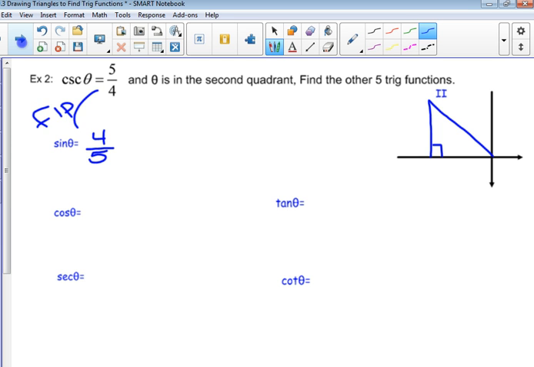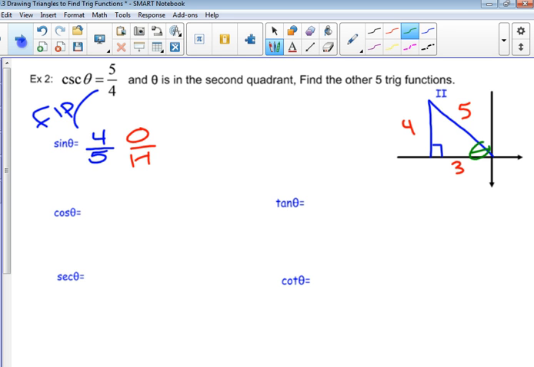Okay, so now we have the... Alright, so did you want to label it? Sine is opposite over hypotenuse. So 4, 5. What's the other one going to be? 3. Great. Okay. Now, make sure you guys are really paying attention.